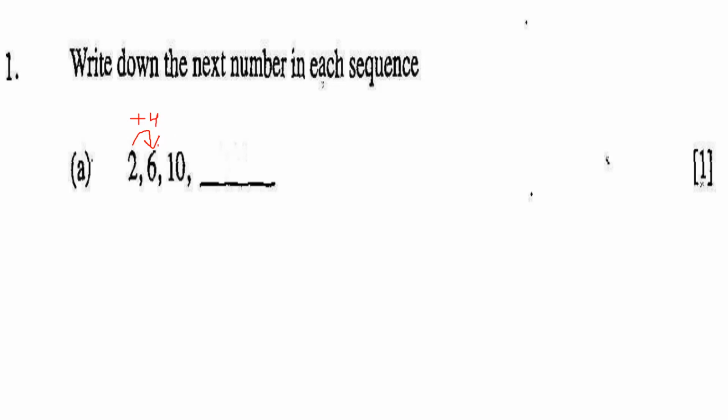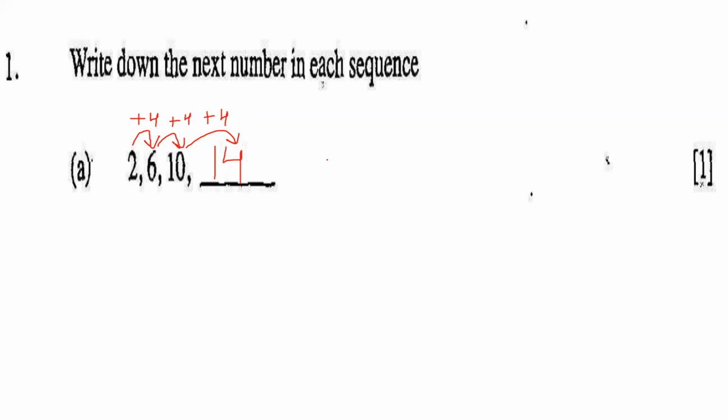And how do we move from 6 to 10? By adding 4 again. And so for the next move, we had to add 4. What is 10 plus 4? It's going to be 14. Very good. All right. Anyone got 14 for their answer?